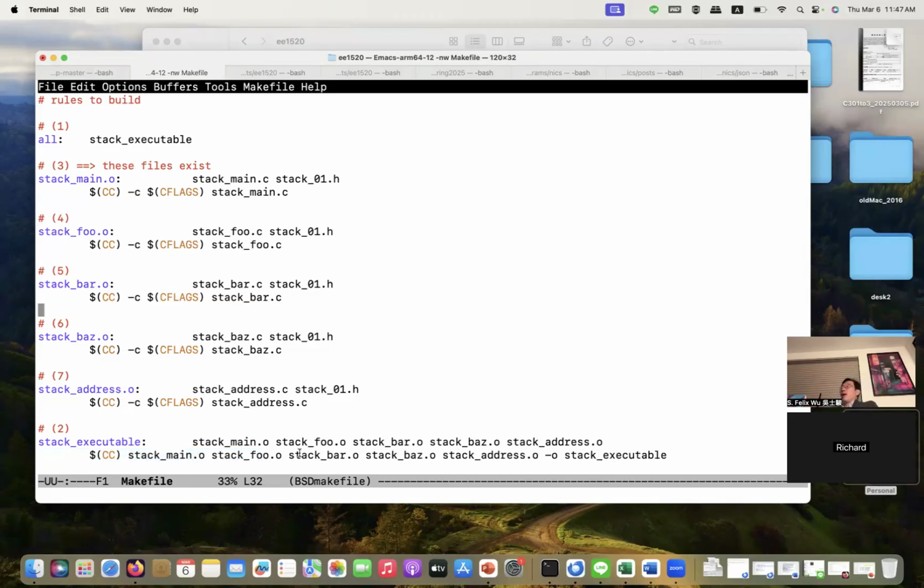So I want to summarize this a little bit. How do we know whether a rule's action part should be executed? The rule is that if any of the dependencies is newer than the target, then you're going to execute the action part. Okay, so maybe I should write it down here.